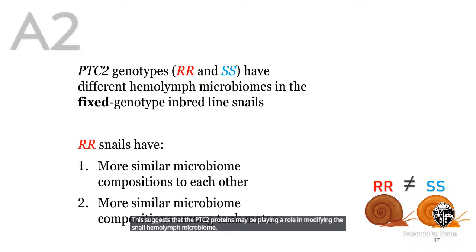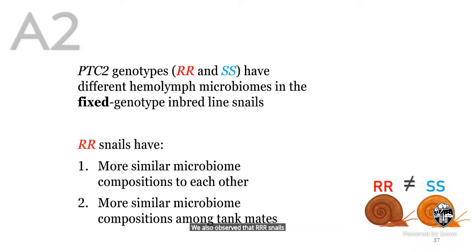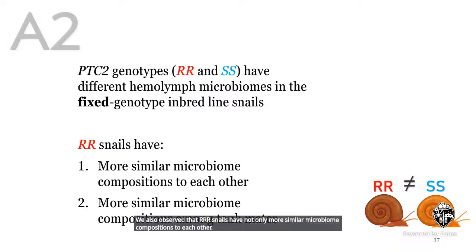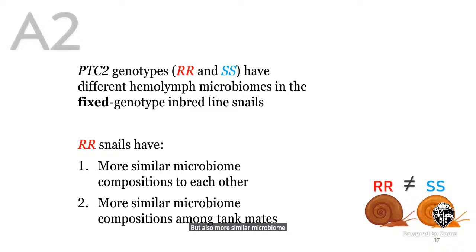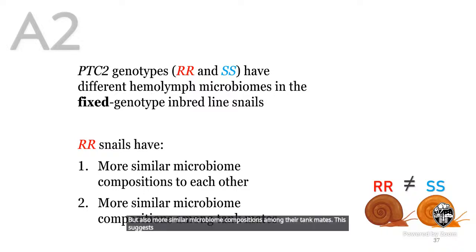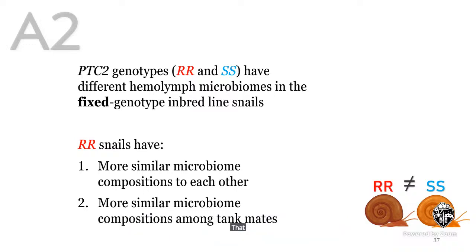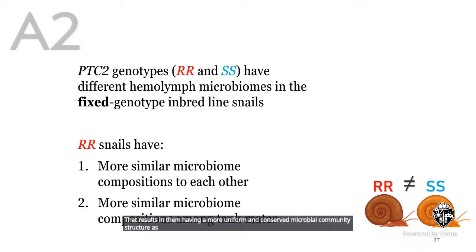We also observed that RR snails have not only more similar microbiome compositions to each other, but also more similar microbiome compositions among their tank mates. This suggests that the RR snails may be exerting different constraints over their microbiome compositions than the SS snails. That results in them having a more uniform and conserved microbial community structure as opposed to the SS snails.